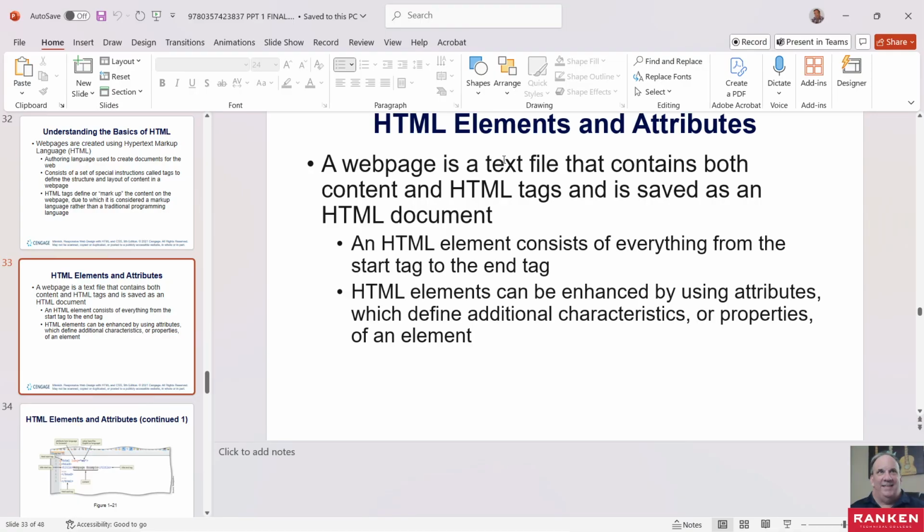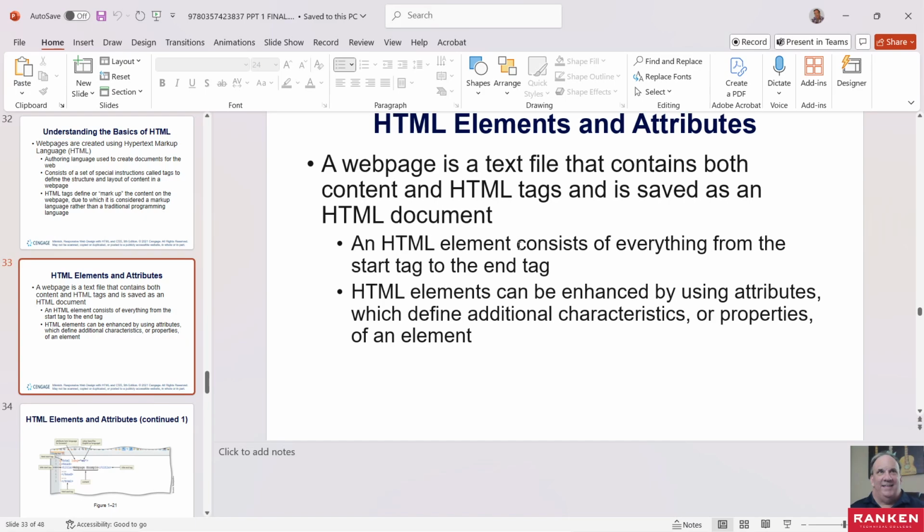So a web page is a text file that contains both content and HTML tags, and is saved as an HTML document. The way it's saved is, one, you have to have the tags in there, and then you have to save it as .html. We're used to .txt files or whatever, but an HTML file needs to be .html. If you have an HTML file as .txt, like text, that's not going to render in the browser, right? It's not going to render your HTML tags.